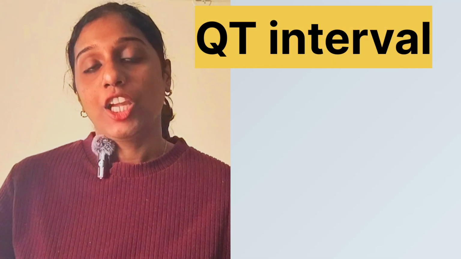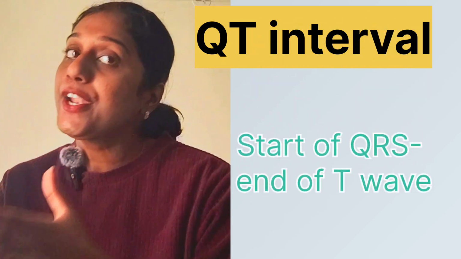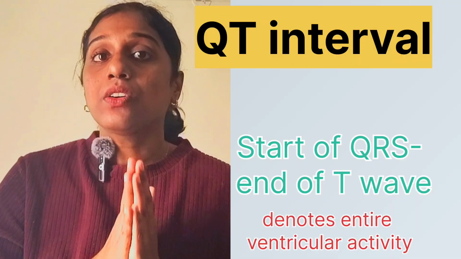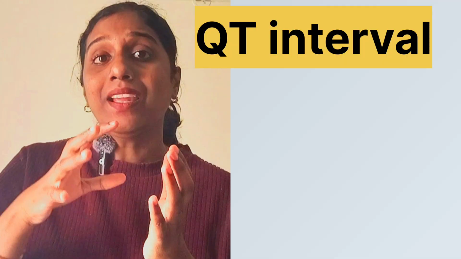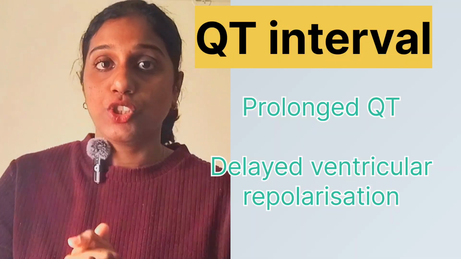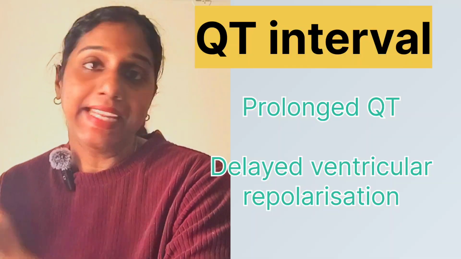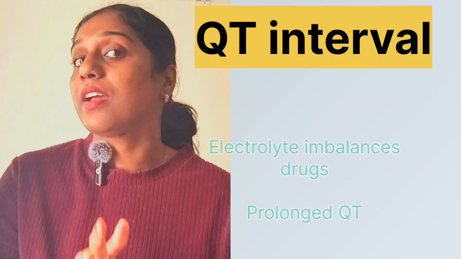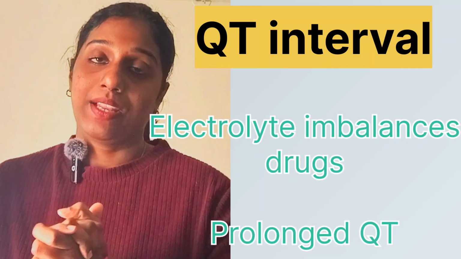Finally, the QT interval. It is from the start of QRS to the end of the T wave. So it denotes the entire ventricular activity. If the QT interval is prolonged, that means there is slow ventricular repolarization. Delayed ventricular repolarization occurs. If the ventricular repolarization is delayed, it causes electrical instability, and it is mainly seen in electrolyte imbalances. Certain drugs will cause this, etc. That's all about the QT interval.